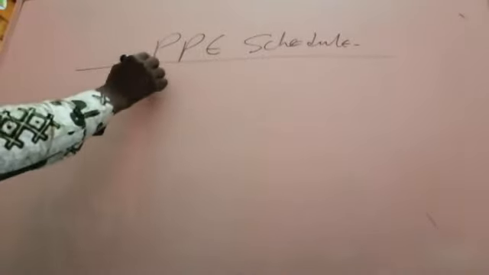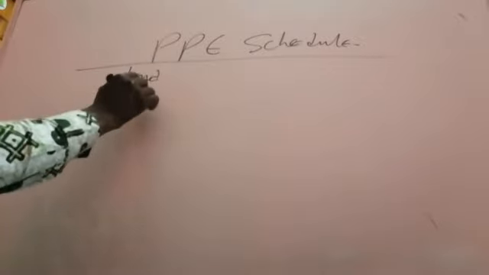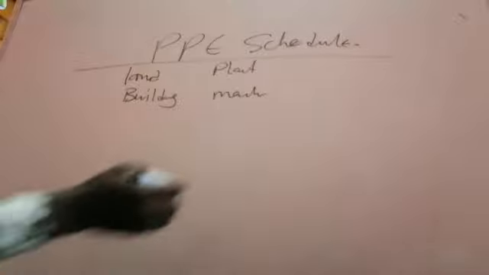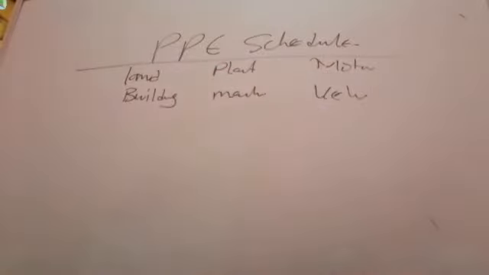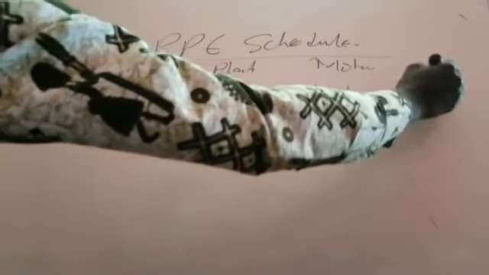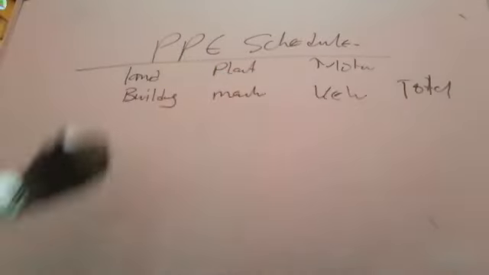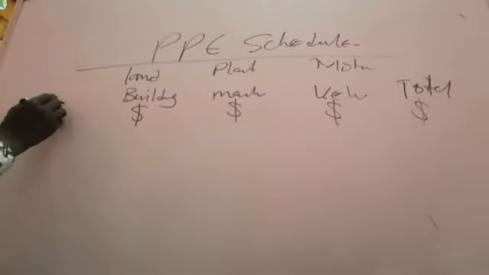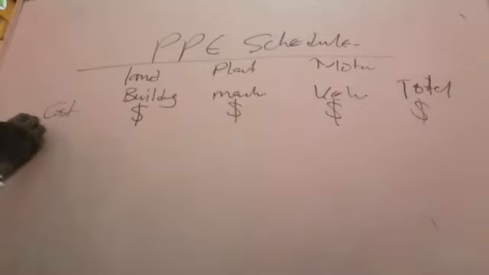Maybe I have land and building. I have plants and machinery. Maybe I have motor vehicle. Good. Then finally, I record the total here. Don't forget your currency, your reporting currency is cedis or dollars. Then you start with the cost of the asset first. You align it like this. Then you tell the examiner opening balance.